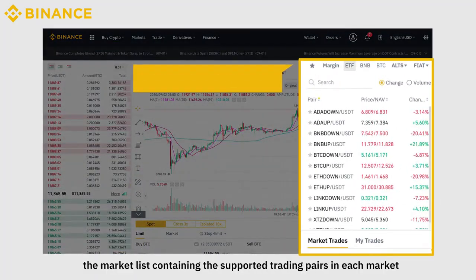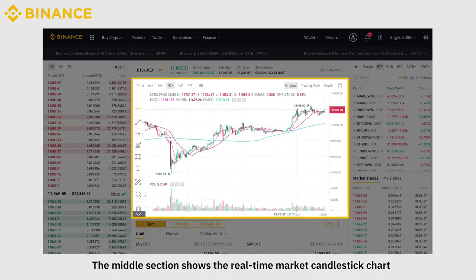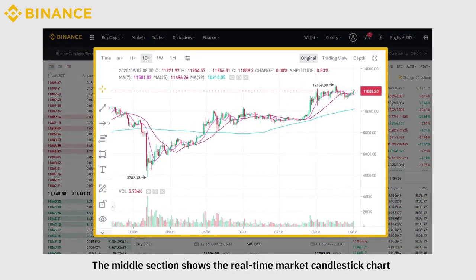This section shows the market list containing the supported trading pairs in each market. The middle section shows the real-time market candlestick chart and technical indicators of the trading pair.